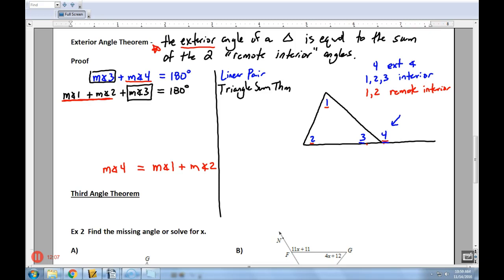If I really wanted to do this correctly, since both equations equal 180, I can set the left-hand sides equal to each other. This is kind of long and drawn out, but I'm going to do it. The measure of angle 3 plus the measure of angle 4, that's the top equation, must equal the bottom equation. Why? Because I used substitution. I basically rewrote the top equation, but I replaced 180 on the right-hand side with 1 plus 2 plus 3.